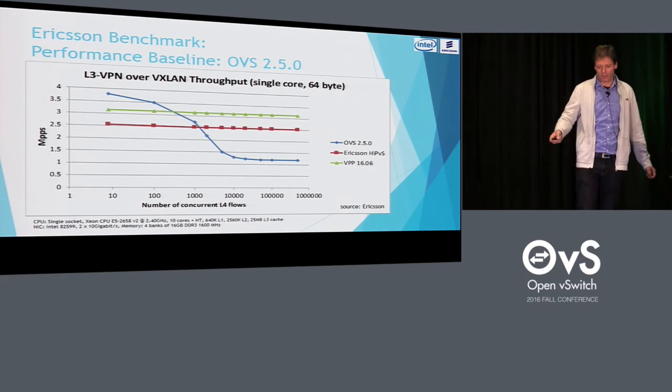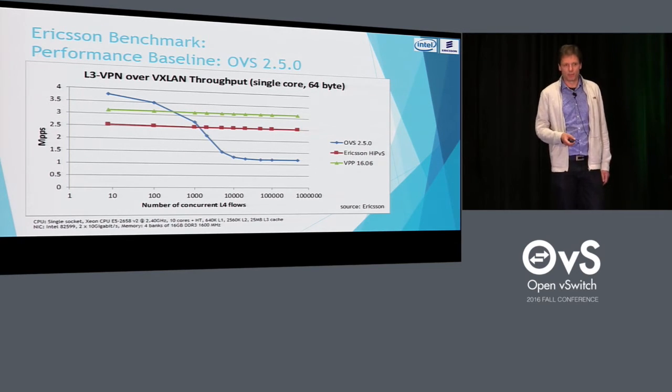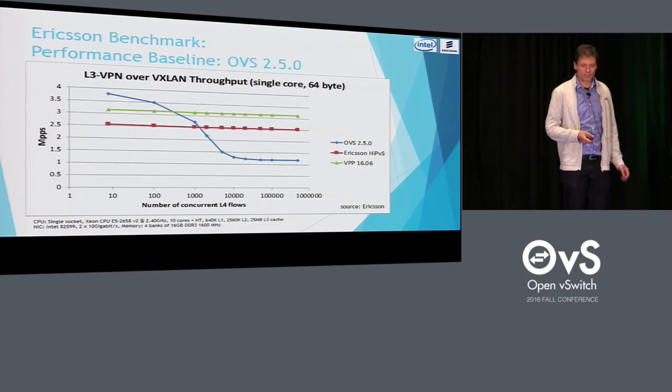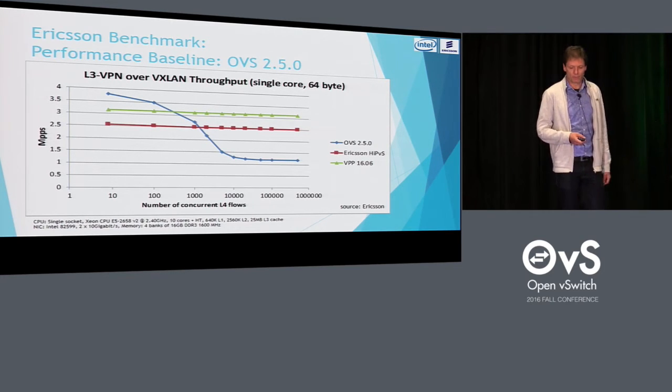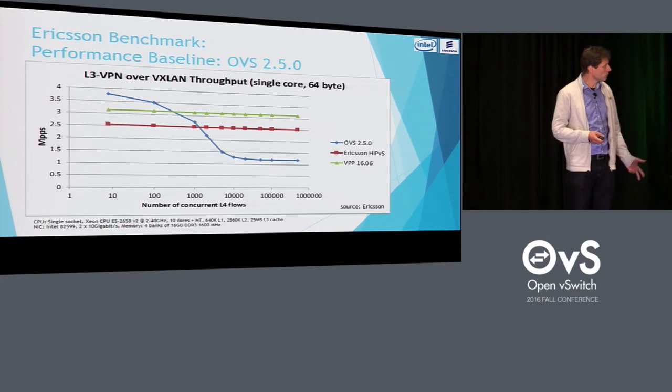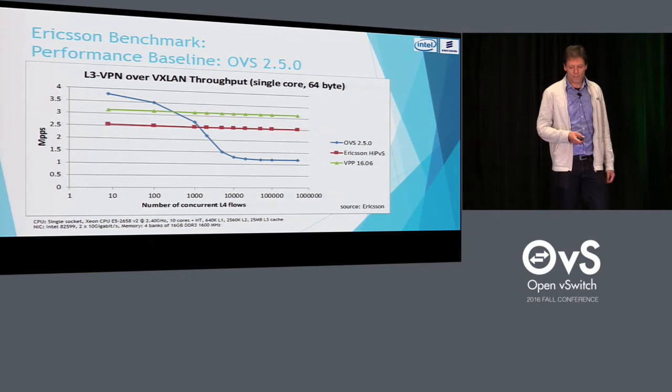So what you see on the x-axis is the number of concurrent TCP flows that we send through the system, and we measure the million packet per second throughput at 64 byte packets with a single core. And the performance is dead flat for the two reference vSwitches at 3.2 million packets per second per core and 2.5 million packets per second per core.